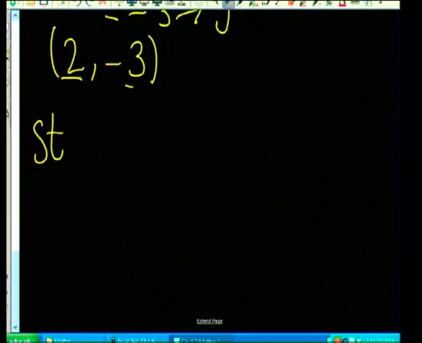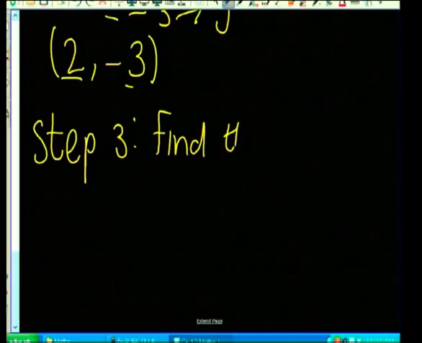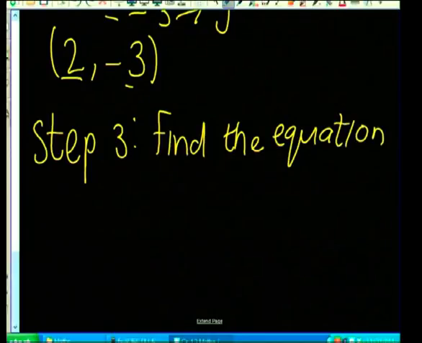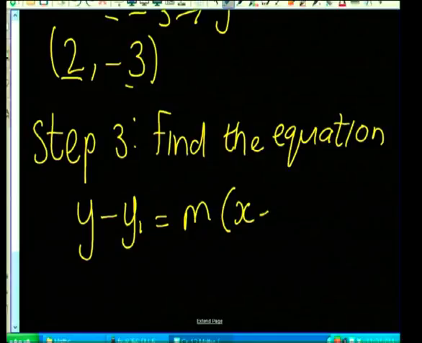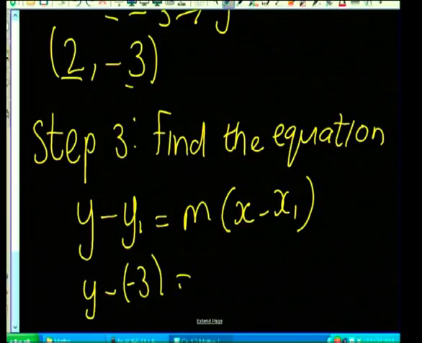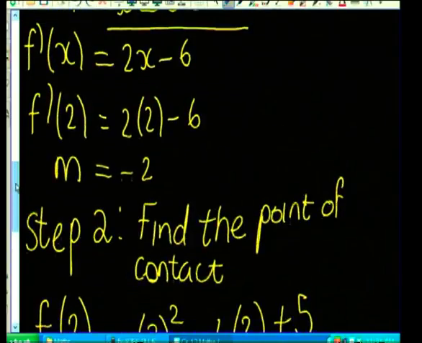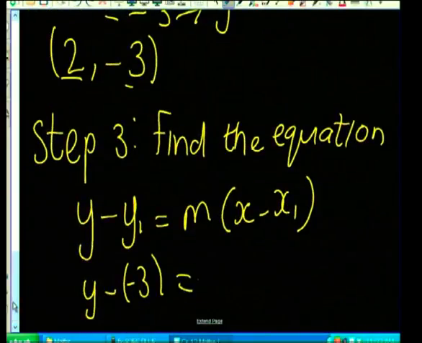Now the third and final step is to find the equation. And we use this formula here, which is on your formula sheet: y minus y1 is equal to m times (x minus x1). You'll see it in this form on your formula sheet. So we now have our y, which is minus 3. We have our m, which if we go up and look quickly, is minus 2. And we have our x, which is 2.